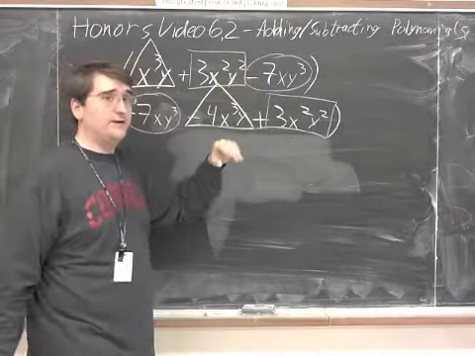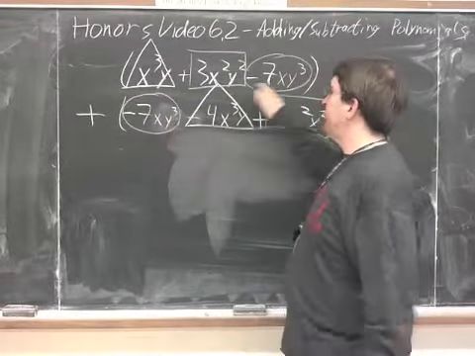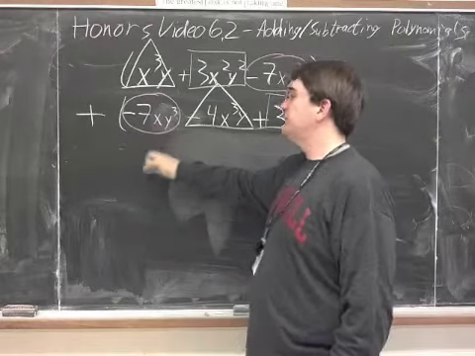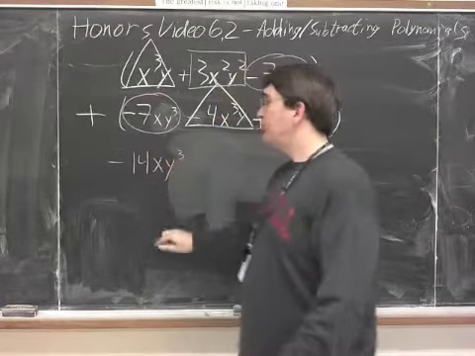So now I'm going to combine my like terms. I'll combine the circles first. I have negative 7xy cubed plus negative 7xy cubed. Well, that's negative 14xy cubed.